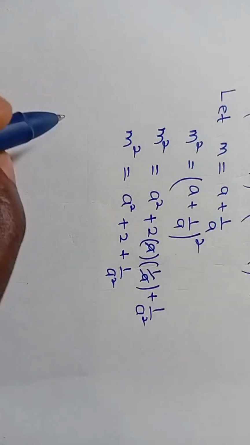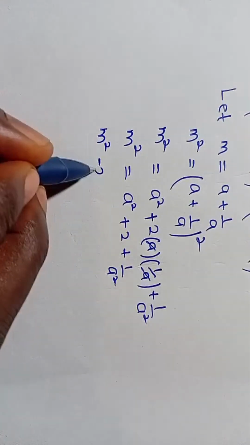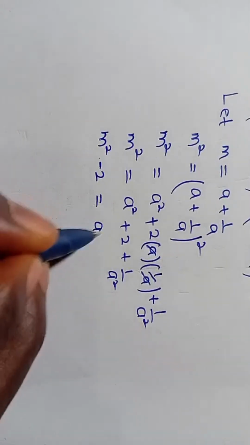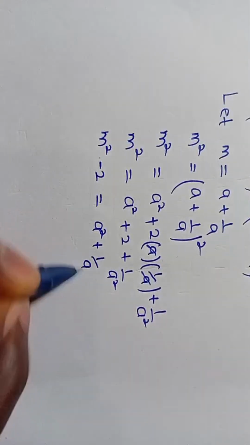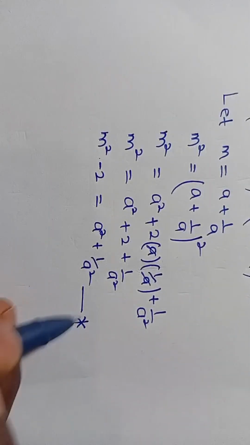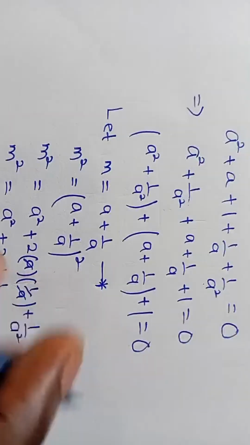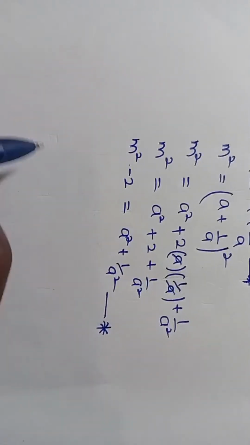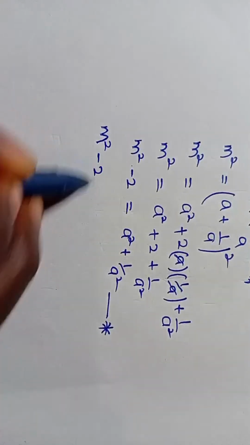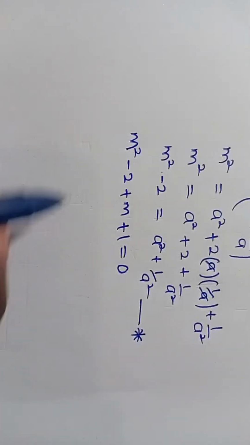Now, from here we have m squared minus 2 equals a squared plus 1 over a squared. So if you substitute this in the above, what we're going to have finally will be m squared minus 2 plus m plus 1 equals 0.